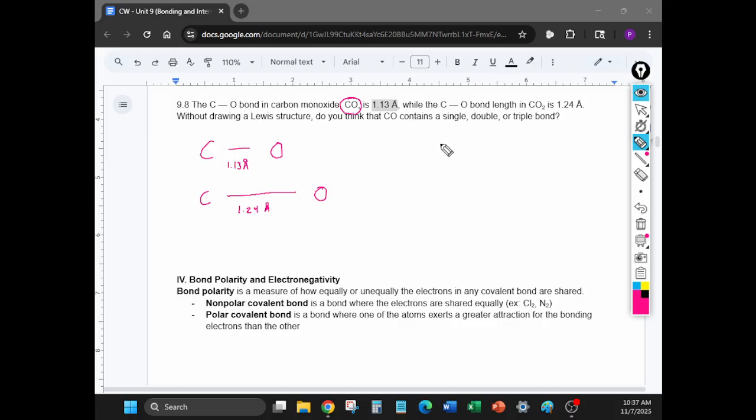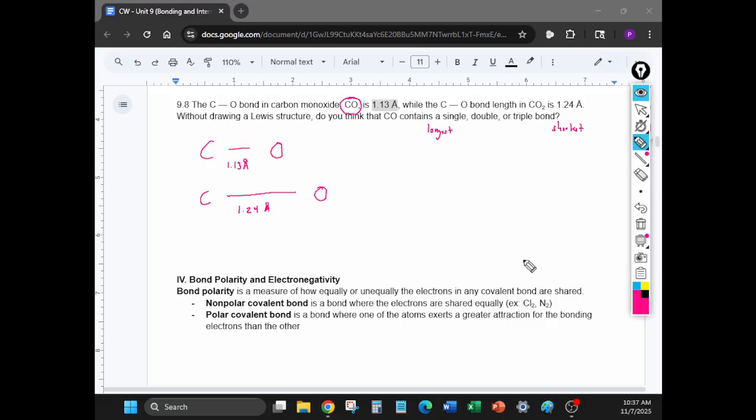We talked about how different bonds have different lengths, right? Which one did we say is the longest bond? Single is the longest because it is the weakest bond, and triple is going to be the shortest. It's the strongest bond. Okay?